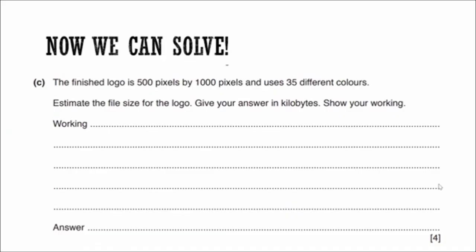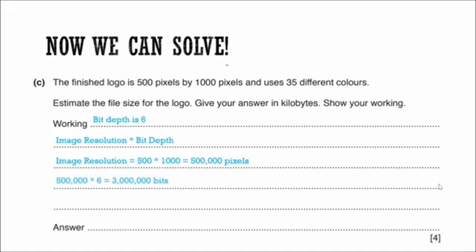So now that I know that, I can answer this question. So I know my bit depth is 6. I know my formula is image resolution times bit depth. So I'm going to do 500 times 1000. It gives me 500,000 pixels. All I need to do is multiply it by 6. That gives me 3 million bits.